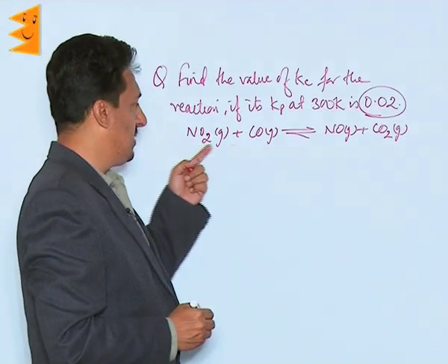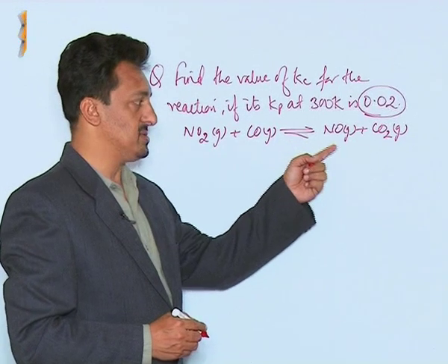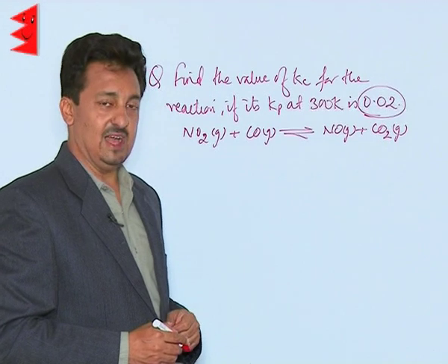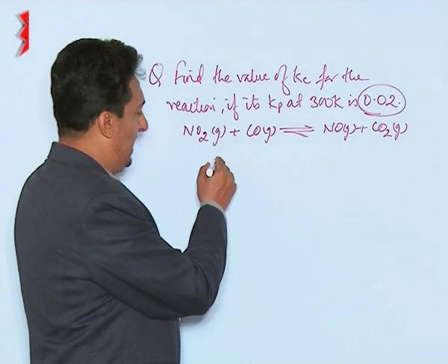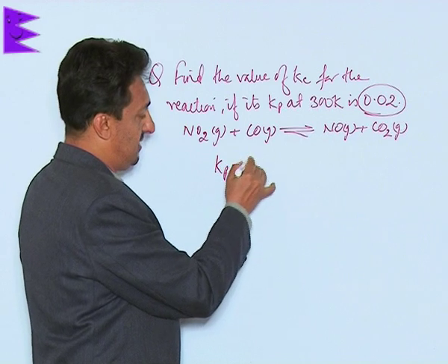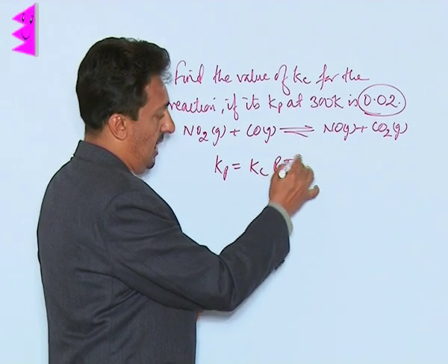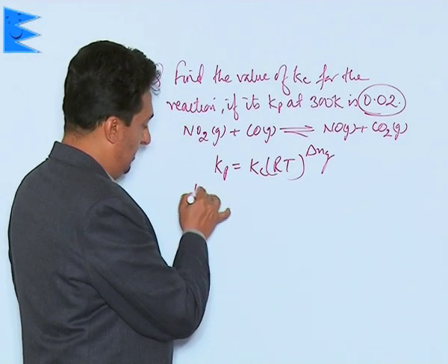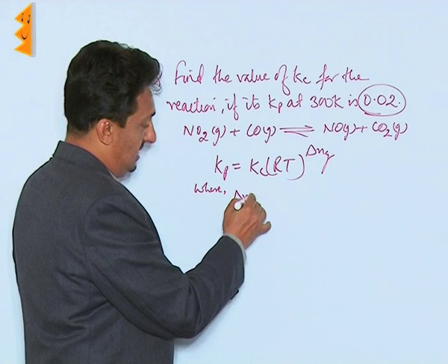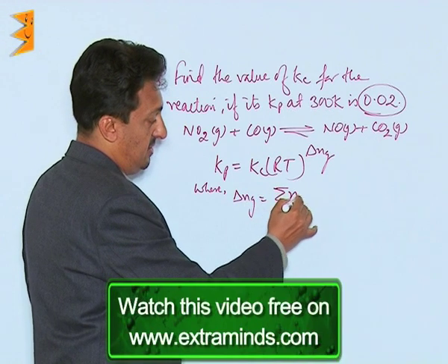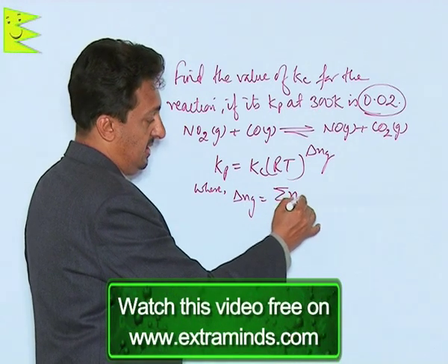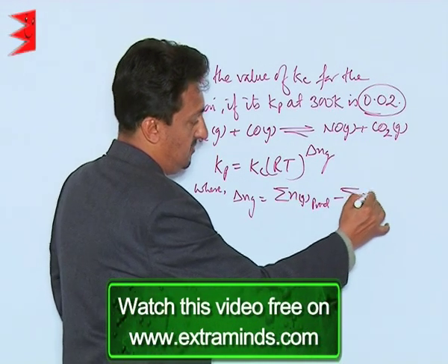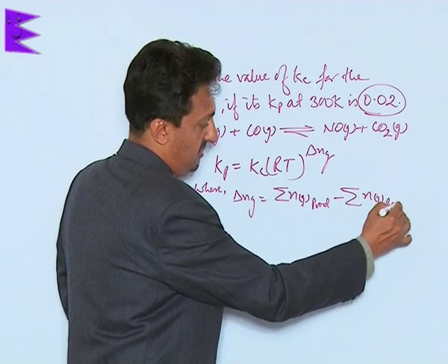The reaction is when NO2 gas is reacted with carbon monoxide, it forms nitric oxide and carbon dioxide. All the reactants and the products involved are gaseous in nature. We know that the relationship is Kp is equal to Kc (RT) to the power delta Ng, where this delta Ng is the summation of the number of moles of the gaseous substances of products minus the summation of number of moles of the gaseous substances of reactants.